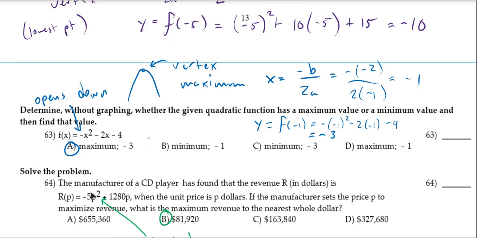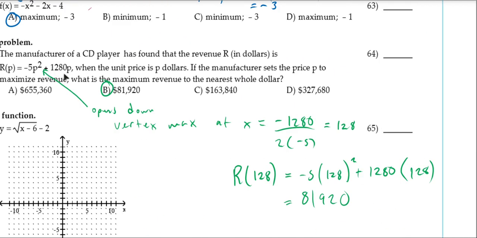64 gives us a function that they want us to maximize. And fortunately, this is a quadratic opening down. So that's easily done by finding the vertex. We note that b here is 1280 and a is negative 5. Plugging those into our equation for the x value of the vertex, we find 128. Finally, plugging 128 back into the revenue function, we get the value 81,920.